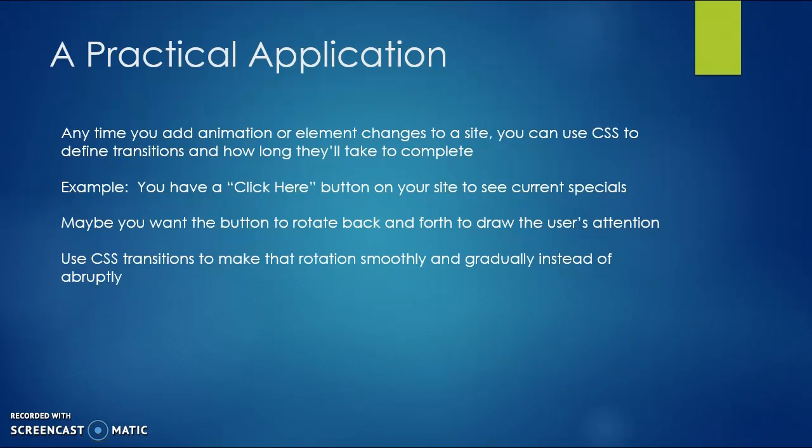So say you have a click here button on your site so that people can see current specials, and maybe you want that button to rotate back and forth and be a little bit flashy and have some movement so that people see it. You can apply a CSS transition to that so that it's flipping around nice and slow. Not slow, but so that it's not just in a click, just super fast. It just makes it more visually appealing to the user, and maybe a little bit less stressful to not have it happen so abruptly.